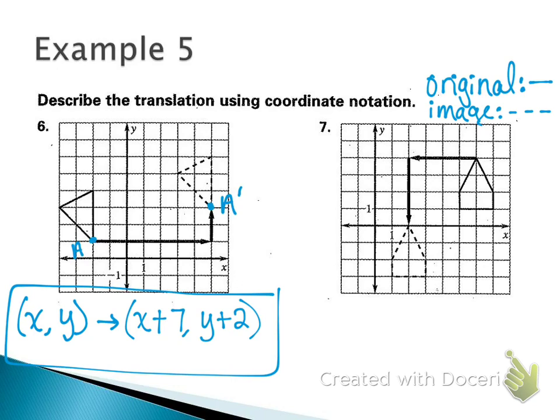All right, on number 7, same deal. We start with an x comma y in parentheses with the arrow. This time, what's happening to my x? We're subtracting because we're moving left. So we subtract 4. What's happening to my y? Also subtracting 4 because we're moving down.